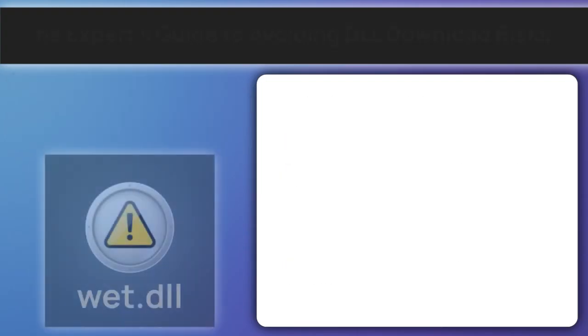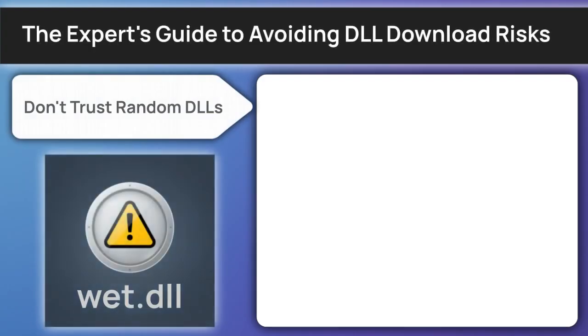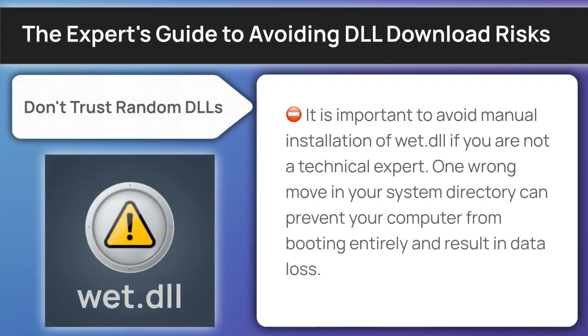To avoid future system conflicts, there is one specific security trap we should discuss. Remember that Wet Library DLL operates within a complex software ecosystem. Modifying it manually without updating its linked dependencies can lead to permanent environment errors.